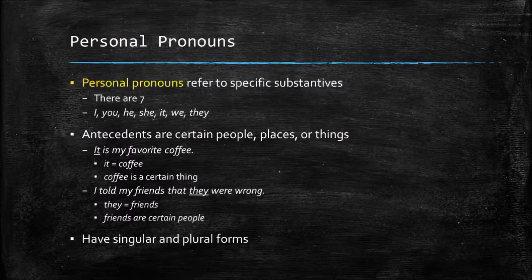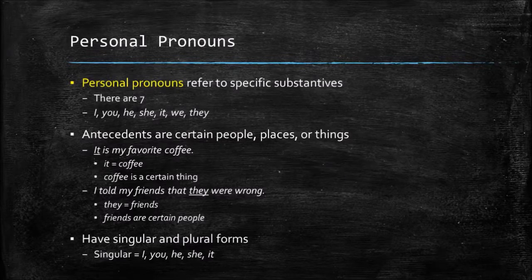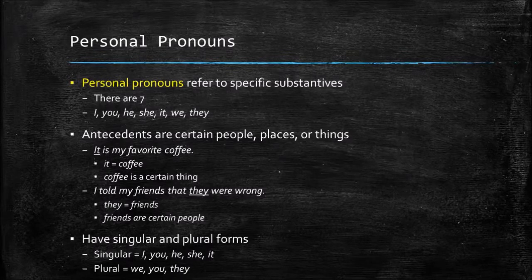Personal pronouns also have both singular and plural forms. The singular personal pronouns are I, you, he, she, and it, while the plural personal pronouns are we, you, and they.